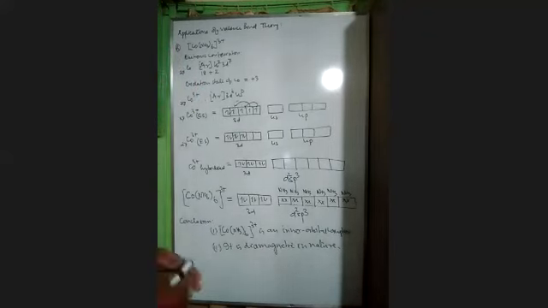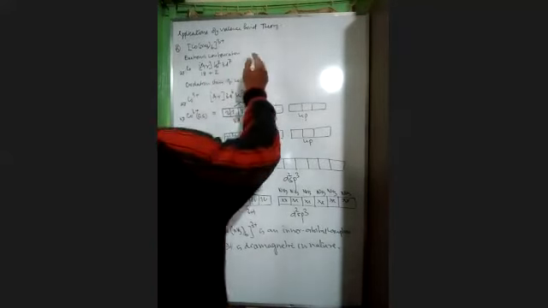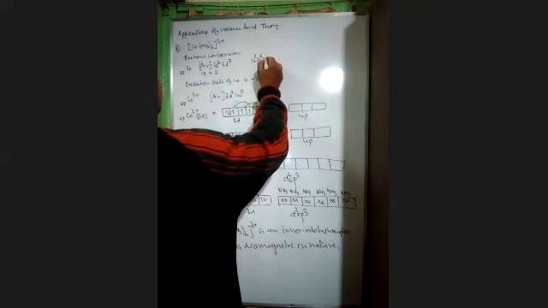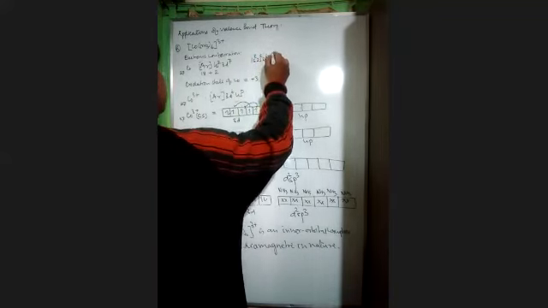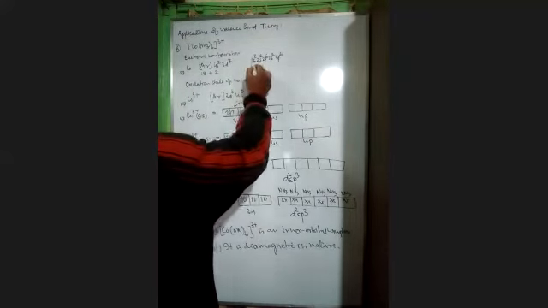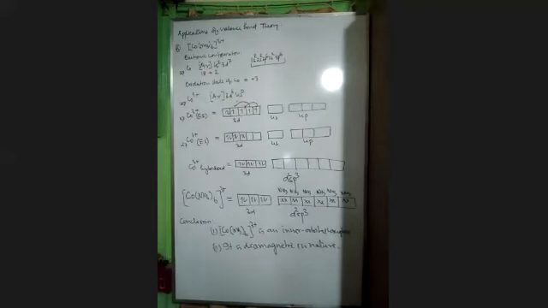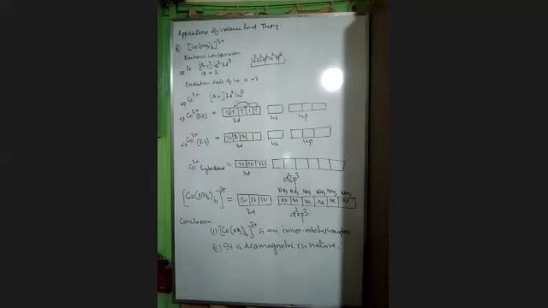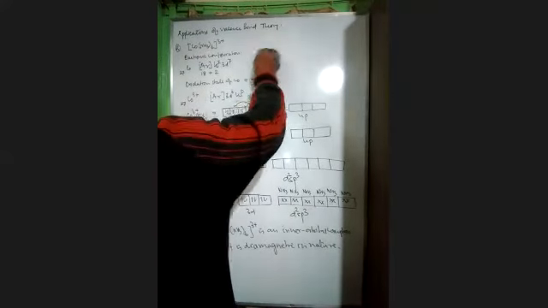See, what should I write? I should have written 1s2, 2s2, 2p6, 3s2, 3p6. How much does it come to? Is it not 18? So instead of writing so much, I've written argon, because after argon only that third series starts. Understood? Yes, sir.